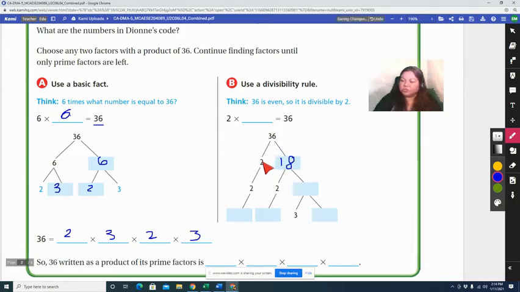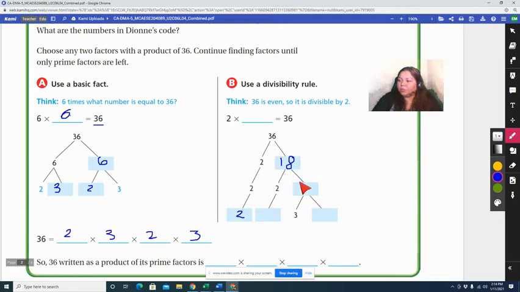In this case, where 2 is my prime number, I just keep the 2 going. That will be one of my factors. Now I need to factor out 18. So what 2 factors make 18? Remember, here we don't use 1, because 1 is not a prime number. So we don't do 1 times 36. It has to be numbers that do not include 1. No 1 factors.